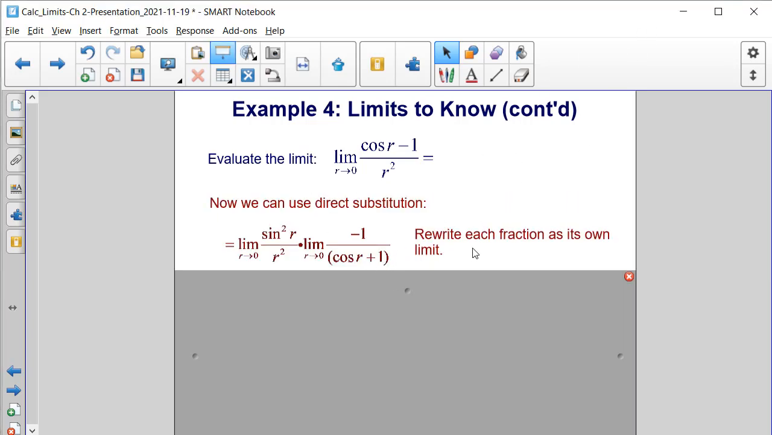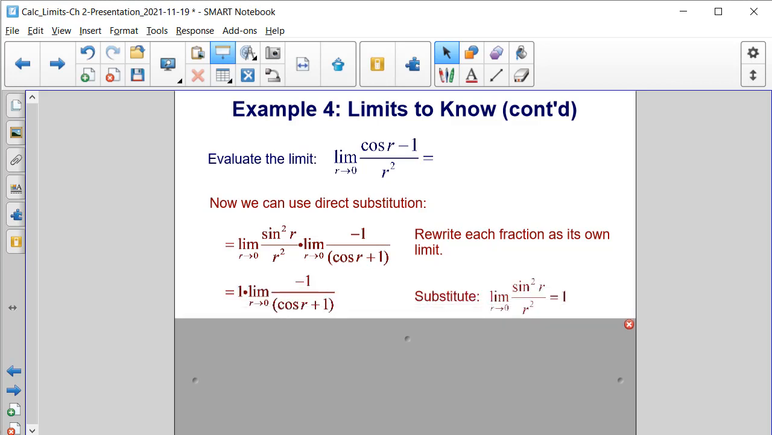Now we can use direct substitution to finish simplifying and then evaluating our limit. So we had two separate fractions being multiplied, and we're taking the limit of that product. Well, one of the properties that we have is when you have a limit of a product, you can write it out as the limit of each factor and still multiply the two together. So we have the limit of sine squared of r divided by r squared as r approaches 0 times the limit of -1 divided by the quantity cosine of r plus 1 as r approaches 0.